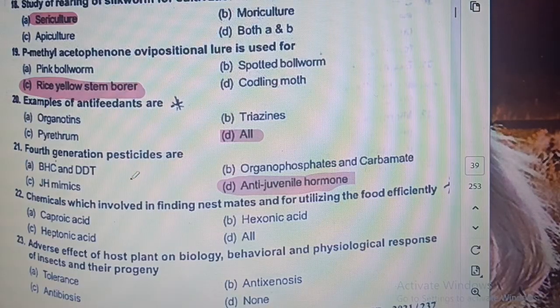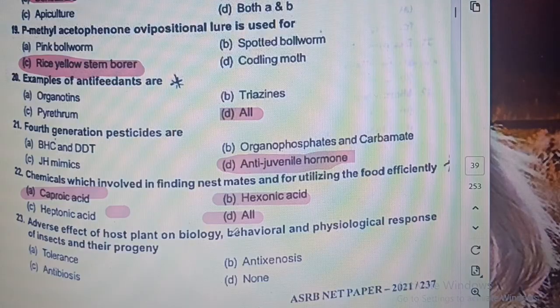Next question: chemicals which are involved in finding nest mates and for utilizing food efficiently. So caproic acid in Zootermopsis, hexanoic acid, heptanoic acid, these are all used for finding their nest mates.